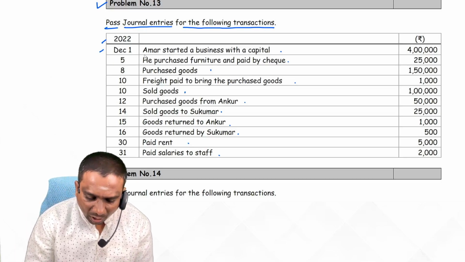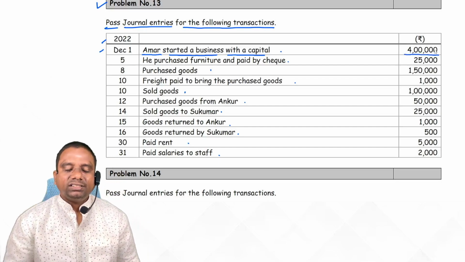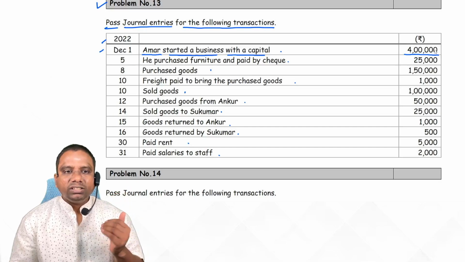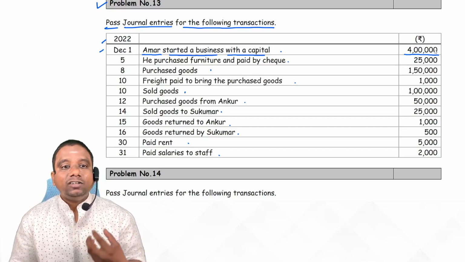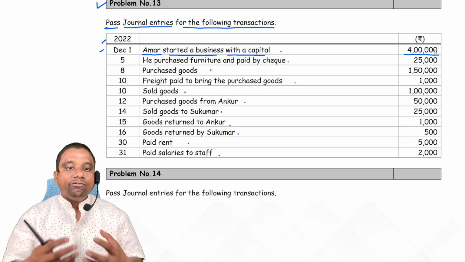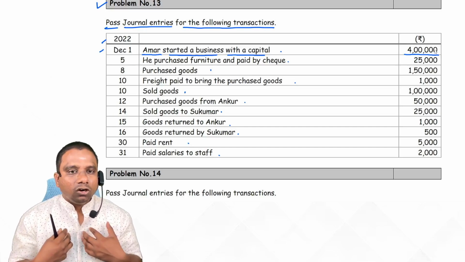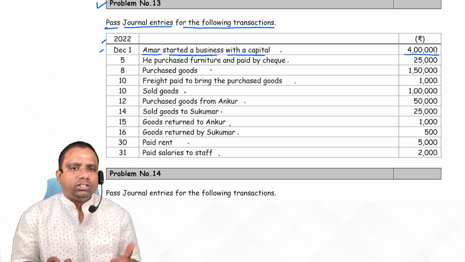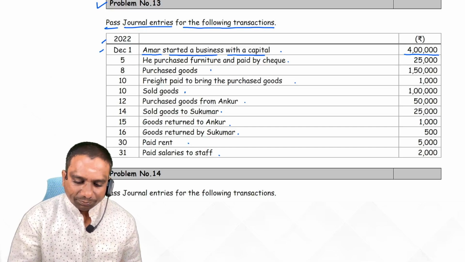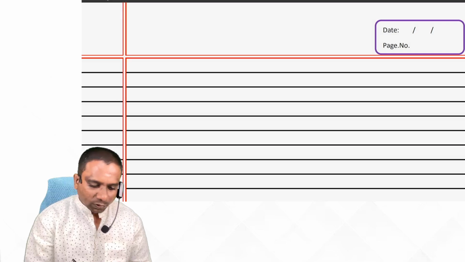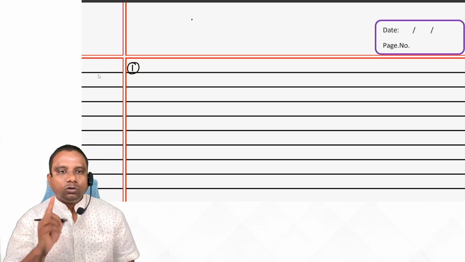First one, read. Amar started business with a capital of 4 lakhs. So for each transaction, identify what is the receiving aspect and what is the giving aspect. If we are not receiving anything, then immediately think who is the receiver. If we are not giving anything, then the immediate next question is who is the giver? Yes or no, students? Yes, sir. Now tell me here. First one. How many accounts are involved?